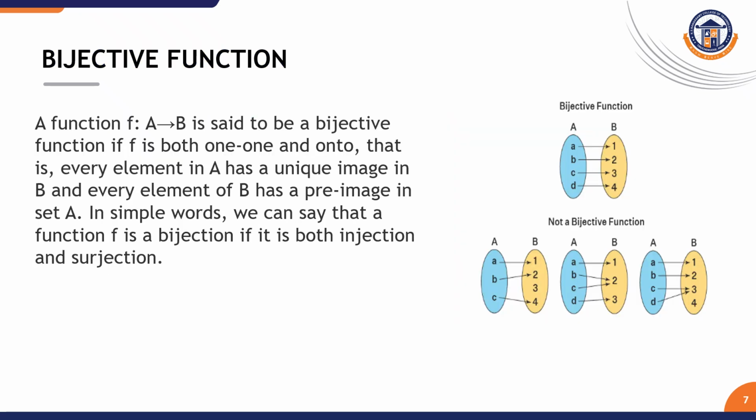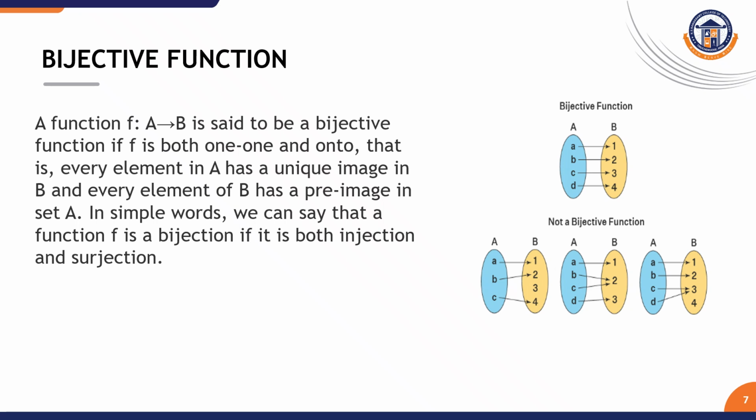Now let us come to bijective function. A function f from A to B is said to be a bijective function if it is both one-one and onto. That is, every element of A has a unique image in B and every element of B has a pre-image in set A. In other words, we can say that a function f is a bijection if it is both one-one and onto. For example, let us see this set A and B.